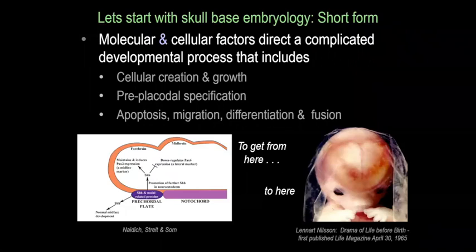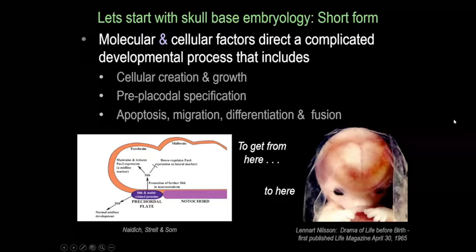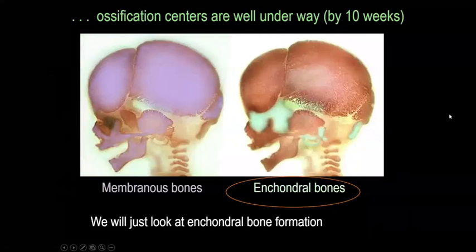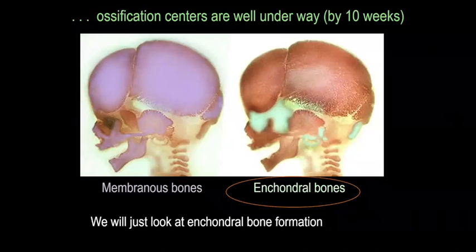Let's start with skull base embryology. Molecular and cellular factors direct a complicated developmental process that includes cellular creation and growth, pre-placodal specification, apoptosis, migration, differentiation, and fusion to get from here to here. Ossification centers are well underway by 10 weeks of age.